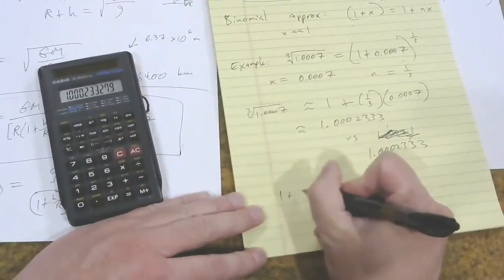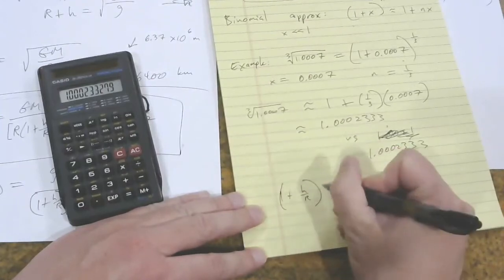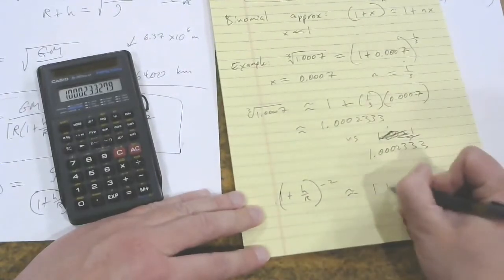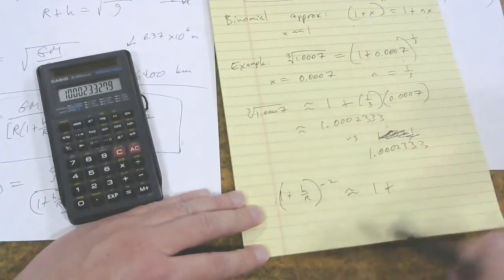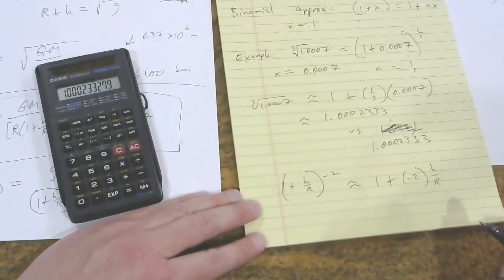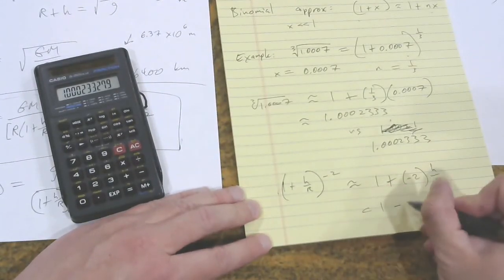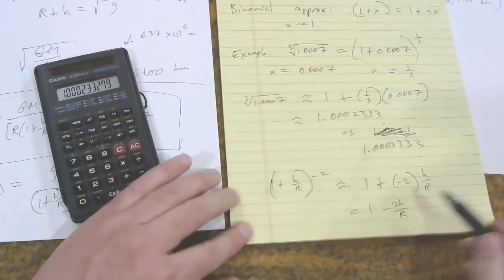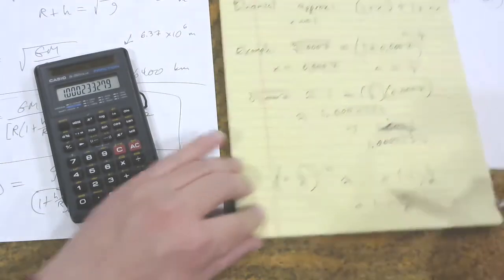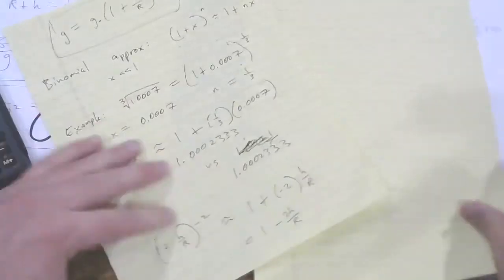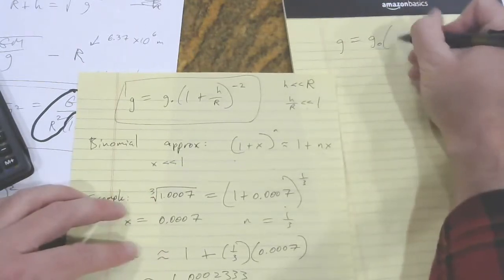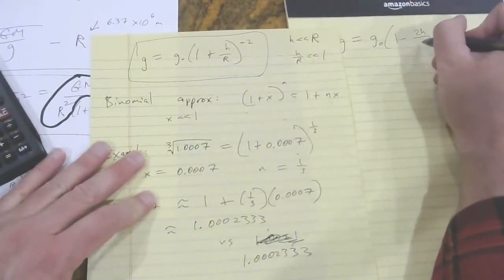So I can say that 1 plus h over r to the -2 is roughly equal to 1 plus, well, my power is now -2, and my x is h over r, which is just 1 minus 2h over r. And so this factor, 1 plus h over r to the -2, appears in my expression here. Such inefficient use of paper here. So that means g is equal to g naught times 1 minus 2h over r.